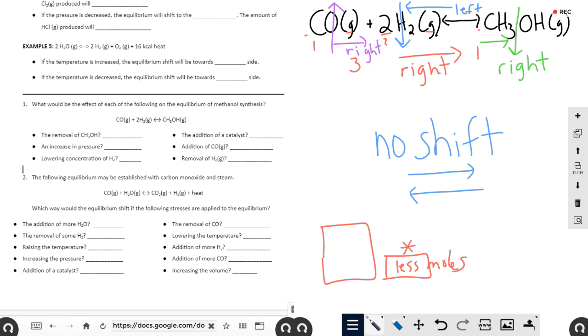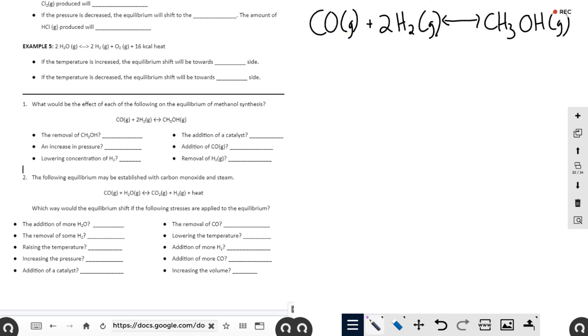And then removal of H2. Well, we already did that one. That is the same as lowering H2. We did it right here, right? Removing and lowering is the same thing, okay? So it shifts to the left. So we have that one again, all right? And then we are on to our last one right here.